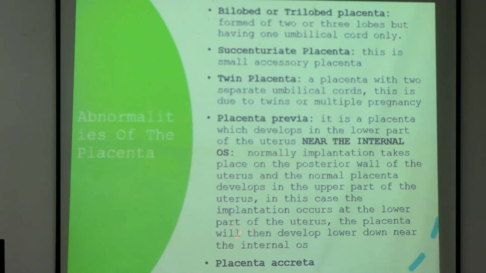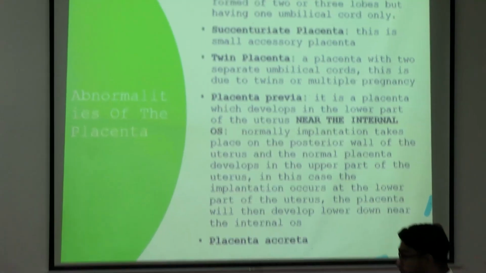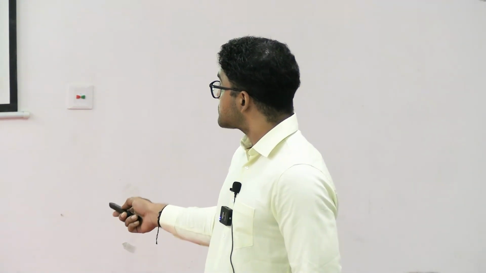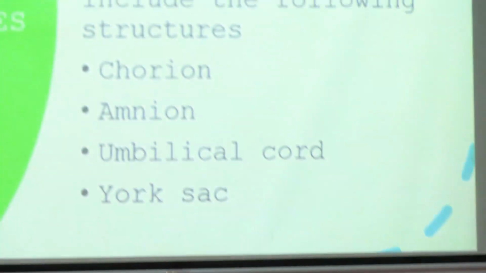And placenta accreta, as we have discussed, if there is absence of the Nitabuch layer, like in previous cesarean sections or previous operations, the placenta can be directly adherent to the myometrium, and such a placenta is very difficult to remove, and it leads to placenta accreta. The fetal membranes are chorion, amnion, umbilical cord, and yolk sac.